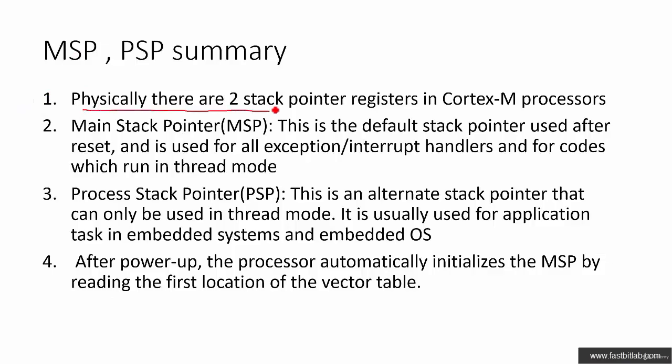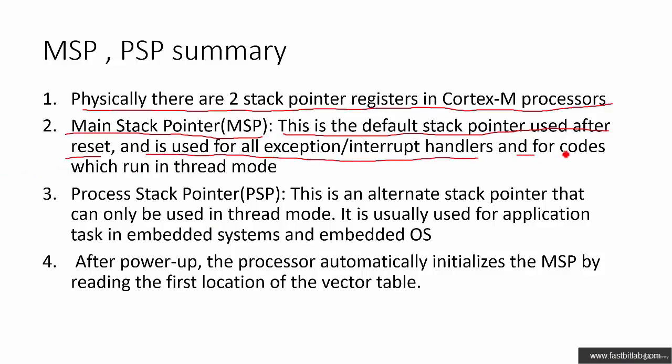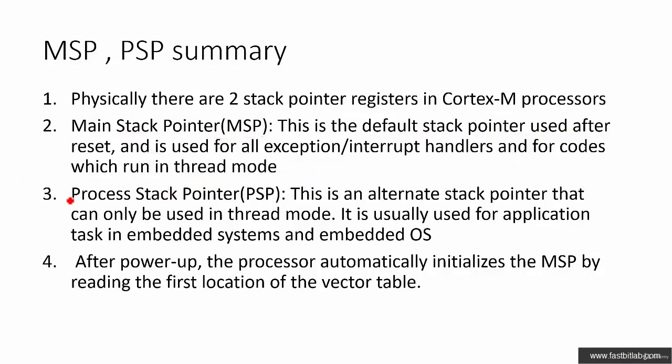Remember that physically there are two stack pointer registers in Cortex-M processors. The first one is the main stack pointer, called MSP. This is the default stack pointer used after reset, and is used for all exception and interrupt handlers and for code which runs in thread mode. And we have one more stack pointer called the process stack pointer, PSP. This is an alternate stack pointer that can only be used in thread mode. It is usually used for application tasks in embedded systems and embedded OS.